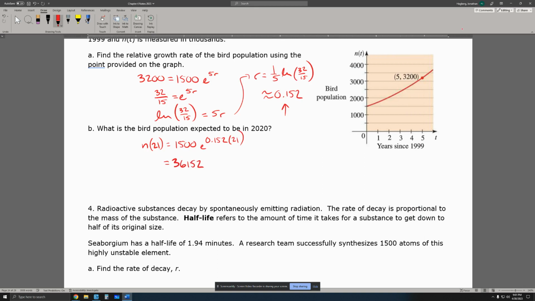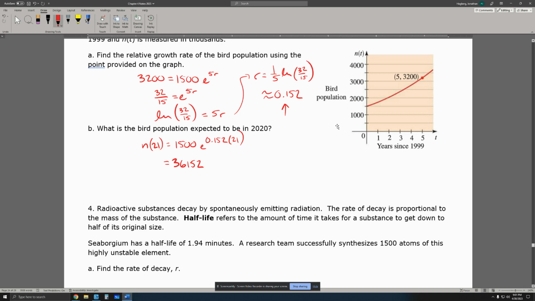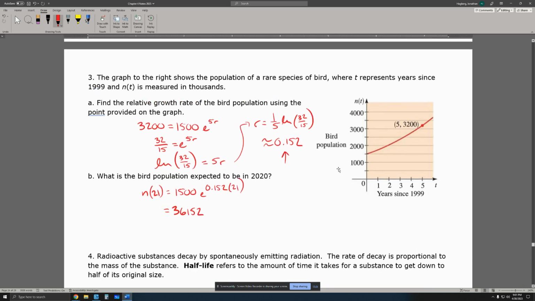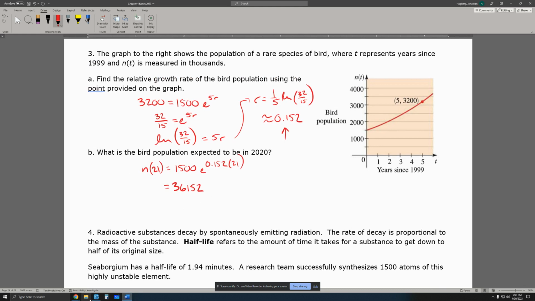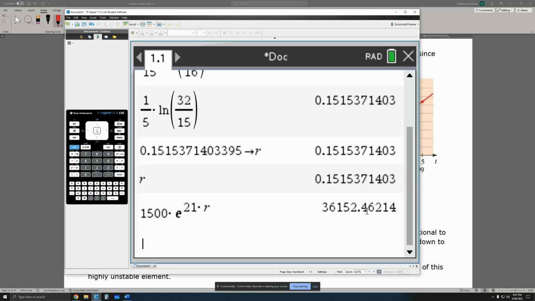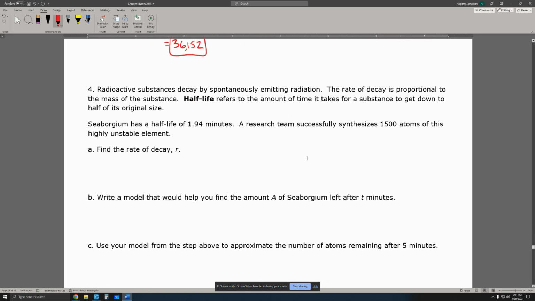Notice that we do have a decimal place here, 0.46, but we are talking about bird populations in thousands. So know that we can't have a fraction of a bird, so we can't have 0.46 birds. So we're going to truncate this answer just down to 36,152. All right. We got one more for us today.